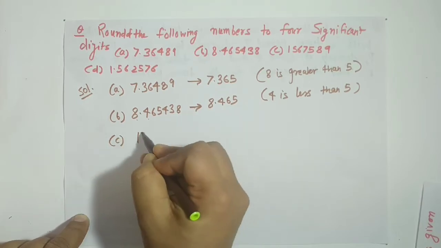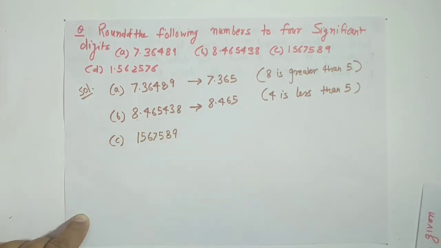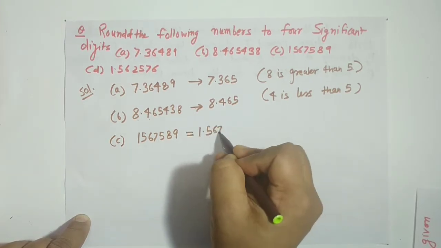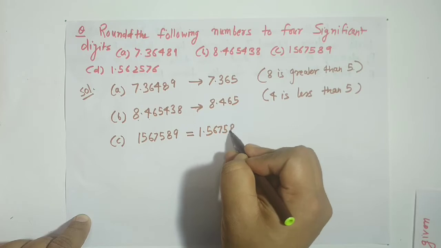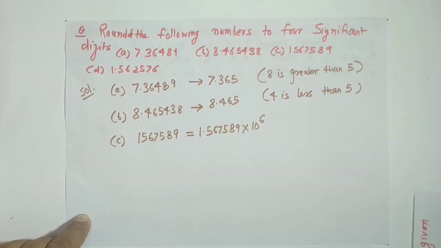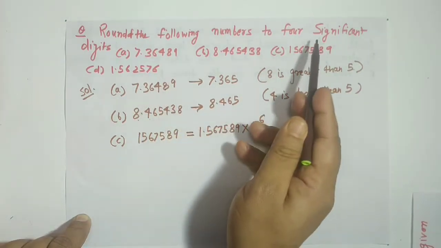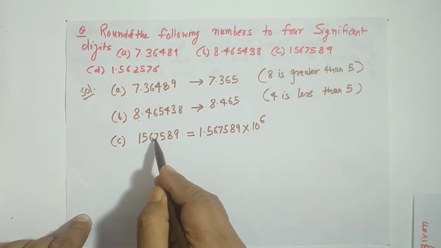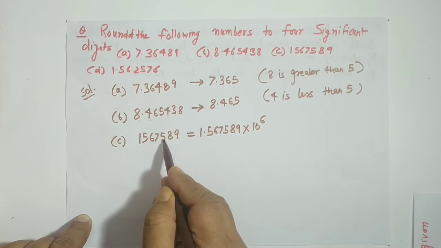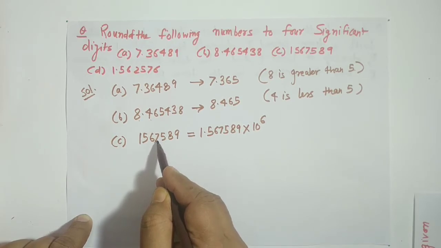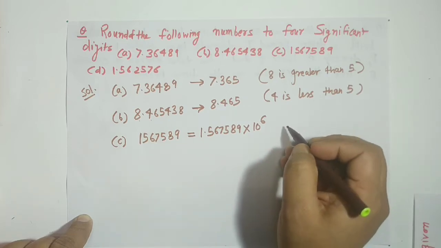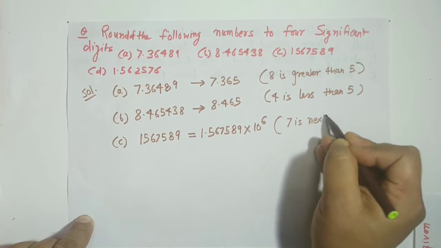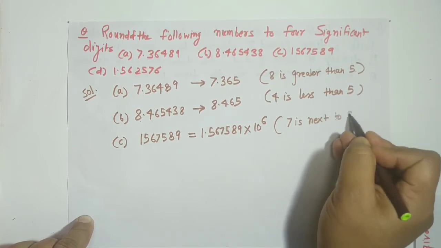And then 1567589. You check it out. Even you can write it 1.567589 into 10 to the power 6 also. Okay, so what is at the 4th? 1, 2, 3, 4 is 7. Now 7 and next is 5. It is greater than 5. And 7 is what? Odd. If you remember, odd, so it increases by 1.